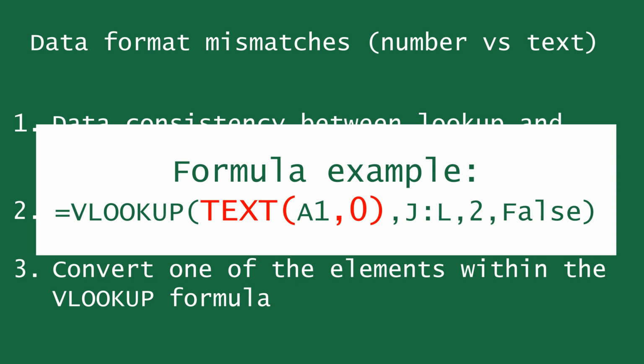The comma 0 at the end of the TEXT formula eliminates adding decimal values, but that may vary based on your data. You could also wrap J2L in a TEXT formula to ensure that both data elements are viewed as text. This solution is much better than attempting to correct hundreds if not thousands of rows of data.